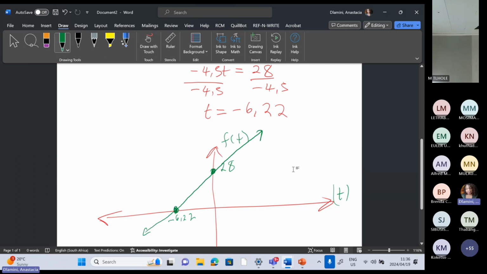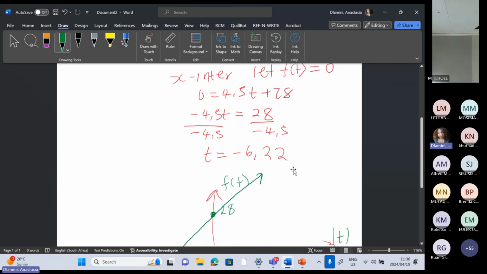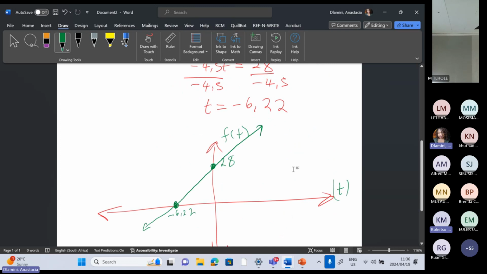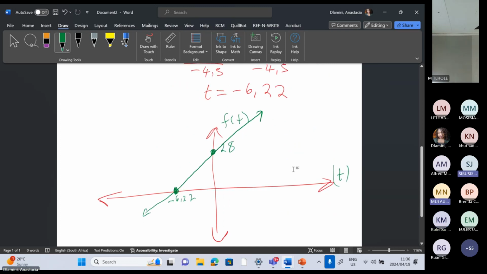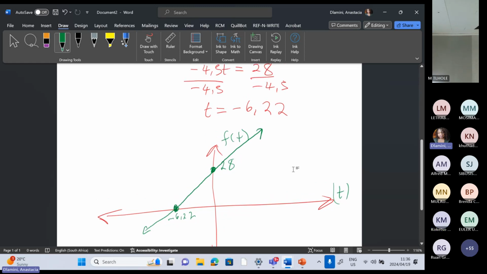Guys, this is a way of drawing a graph of a straight line. Are we all together? Yes, ma'am. But the burning question was that T stands for number of years, so it means that we cannot have T equals negative 6.28. So T has to start at 0, and we know T at 0 is here, so it will only start here at 28 and go further.